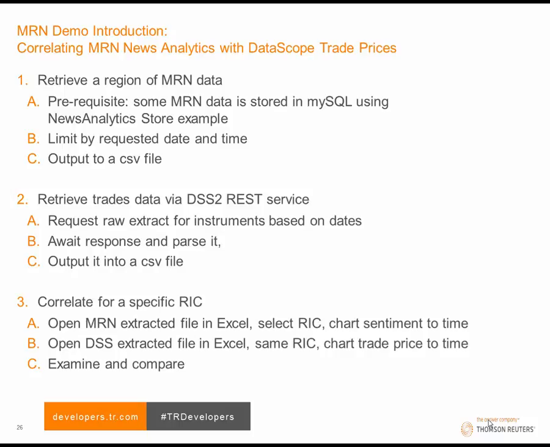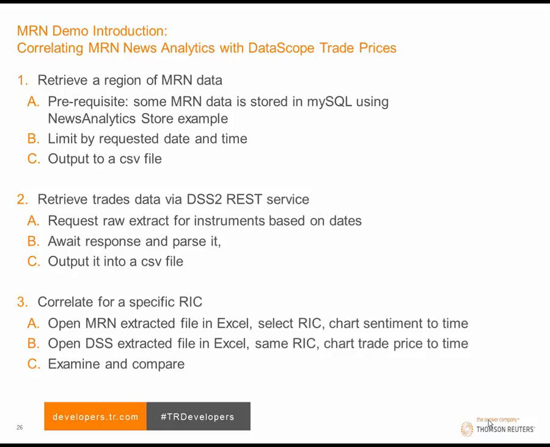Prior to that, MRN data is already stored in MySQL using News Analytics Store example. Once the data is retrieved, we output it into a CSV file. Next, we retrieve trades data via DSS2 REST service. We request a raw extract based on the same dates. We just go a little bit wider than we did for MRN. We await the response to be received, parse it, and output it into a CSV file.